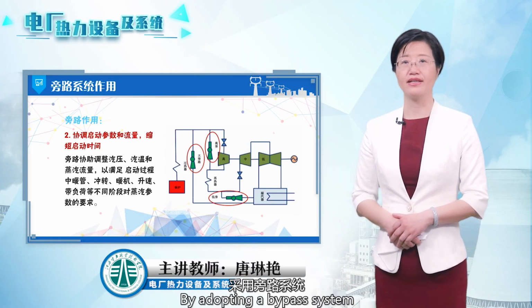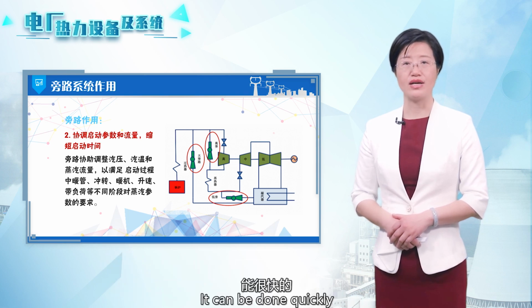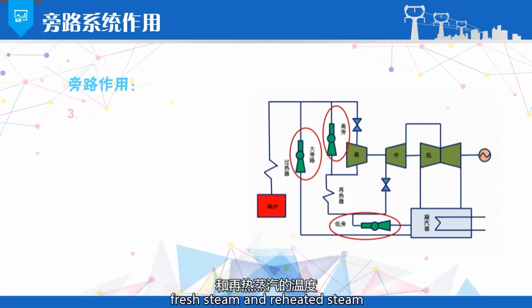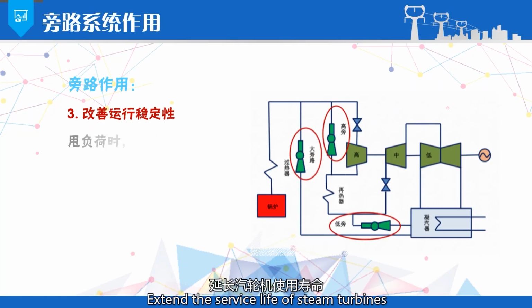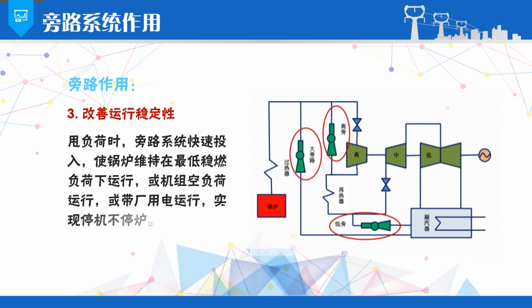By adopting a bypass system, the starting conditions can be improved. It can quickly raise the temperature of fresh steam and reheated steam, shorten startup time, and extend the service life of steam turbines. Bypass can also improve boiler performance and operational stability in power grid faults or during load shedding of the unit.